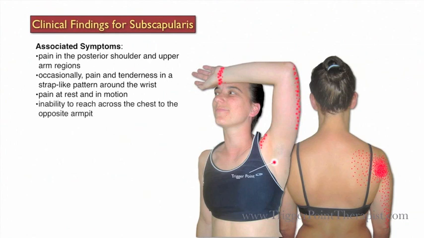They have an inability to reach across their chest to the opposite armpit, and elevating their arm at 45 degrees is extremely painful.